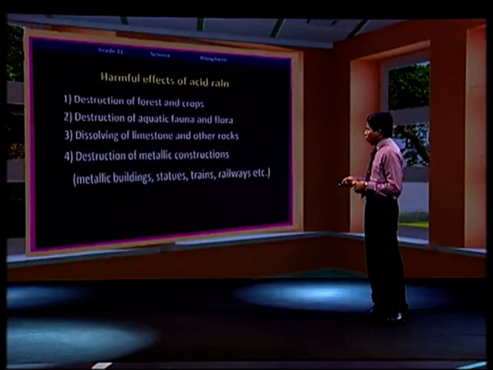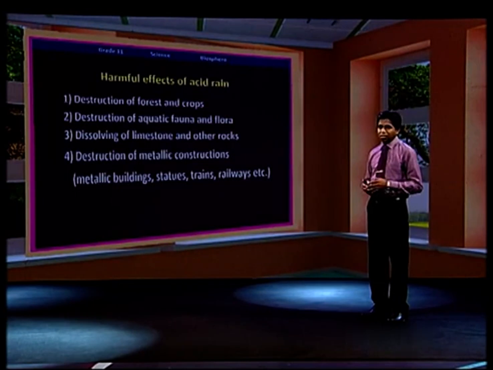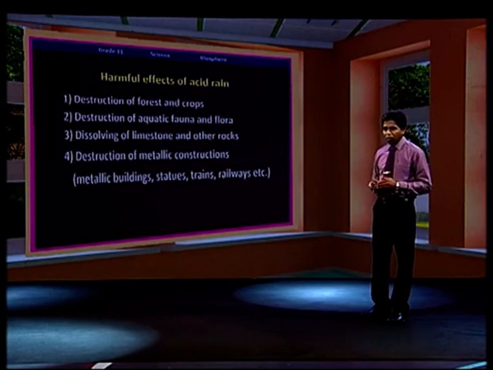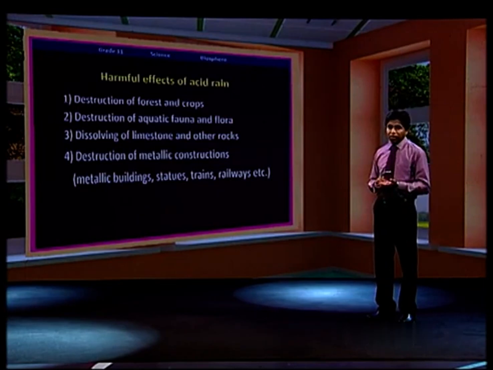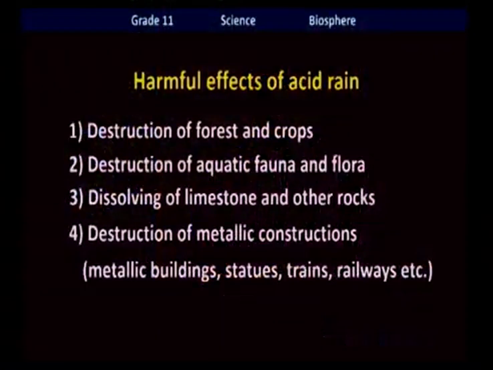Number 4, destruction of the metallic constructions. Acid rain can dissolve metallic construction. For example, railway lines, and corrosion of vehicles increases, and metallic constructions like flyovers and bridges get eroded. So it will be an economic loss, and we have to repaint them and reconstruct them. That is an economic loss to a country. For example, metallic buildings, statues and ancient ruins can get dissolved.